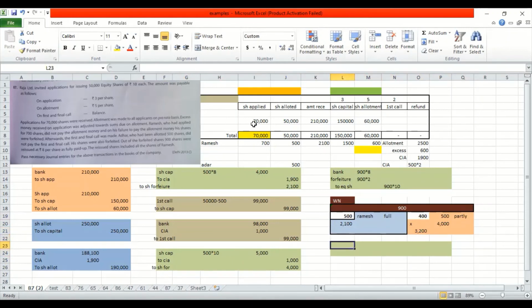So my journal entry would be forfeiture account debit to capital reserve. What are the things I have to add? 2,100 because it is fully reissued, 3,200 because it is partly reissued, minus the 1,800. That is nothing but your discount. Don't forget to minus that. So this is how you get your figures. 2,100 plus 3,200 minus 1,800. So we understand this is the final thing of the sum.